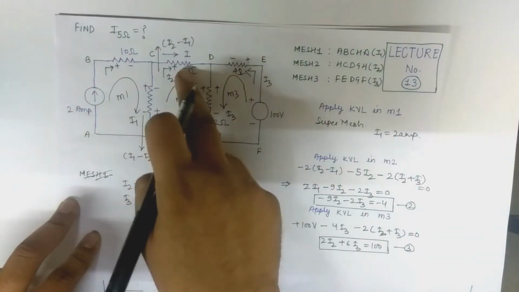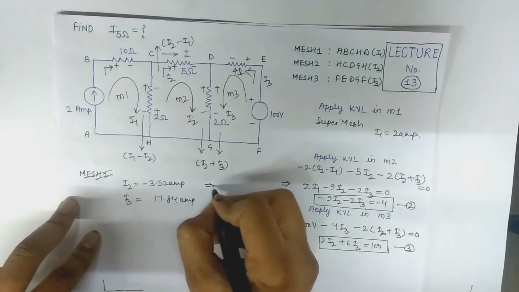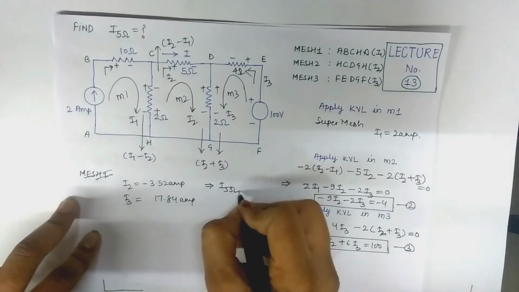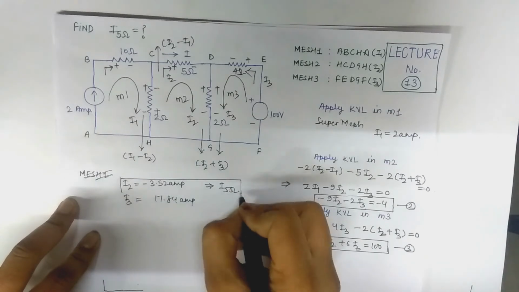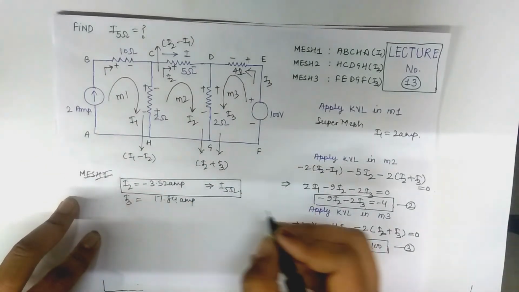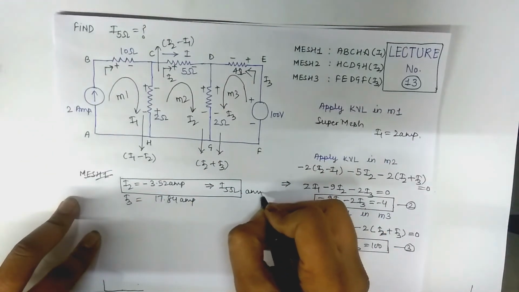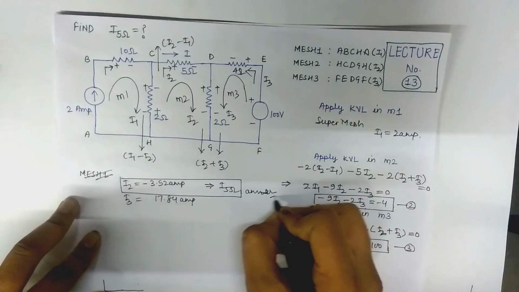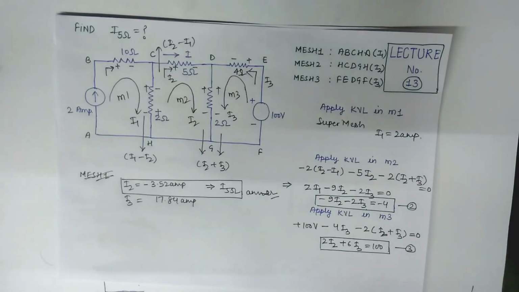So we have calculated I2, which is the current passing through the 5 ohm resistance, and this is the answer to this university problem. In this way we solve this question.